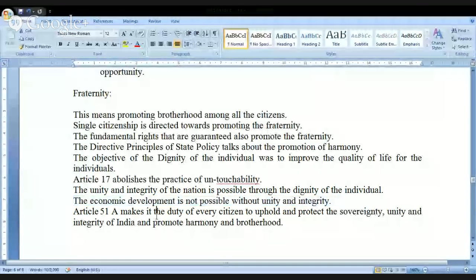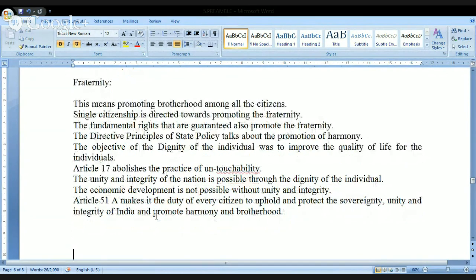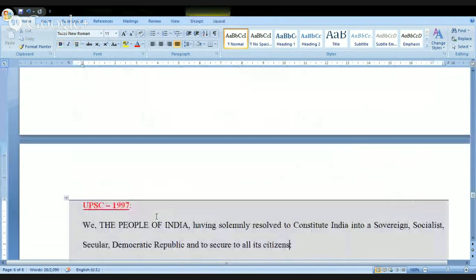Next, I'm going to the next point. Let me open the document. Now look at this. Article 51A makes it the duty of every citizen to uphold and protect the sovereignty, unity, and integrity of India and promote harmony and brotherhood. Article 51A talks about the fundamental duties, and one of the fundamental duties is this.